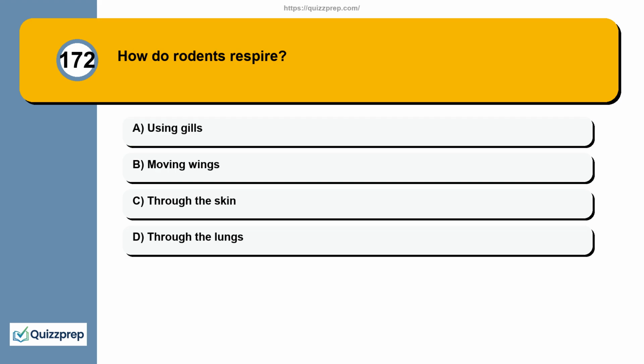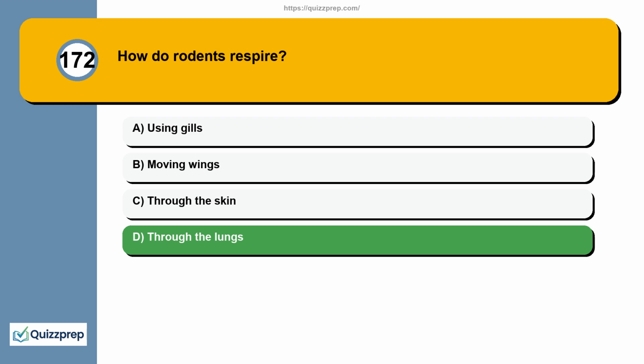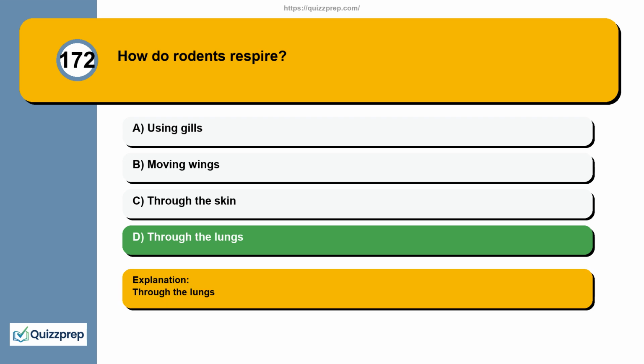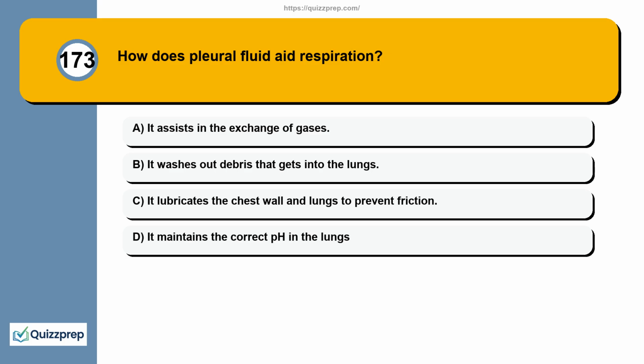Option A. Using gills. Option B. Moving wings. Option C. Through the skin. Option D. Through the lungs. The correct answer is option D. Through the lungs. Question 173. How does pleural fluid aid respiration?